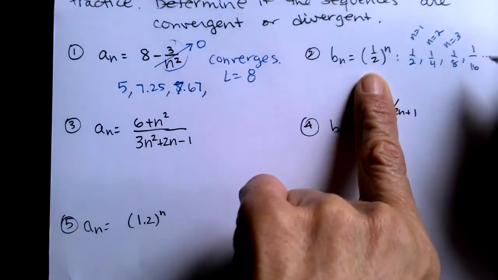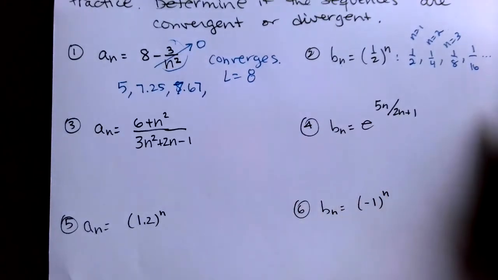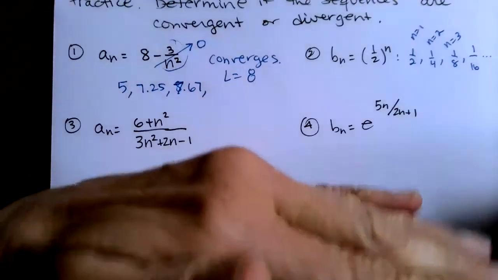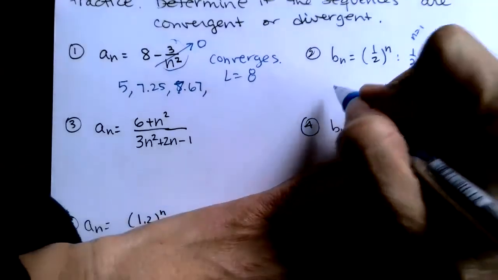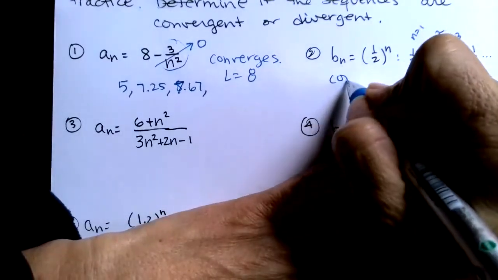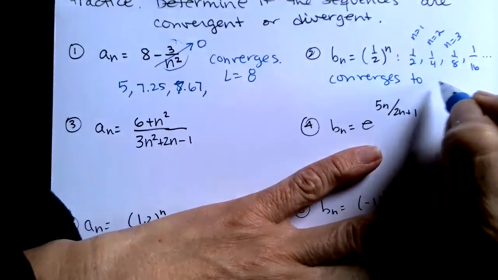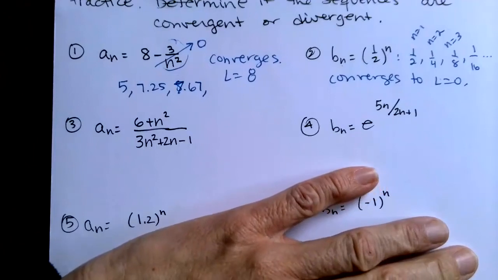What's happening to these terms? They're getting smaller and smaller and smaller. Is there some number that's going to hold them up, that they're not going to go below? Exactly. So we could say that this one also converges, the sequence converges to L equals 0. Or you could say it just converges to 0.